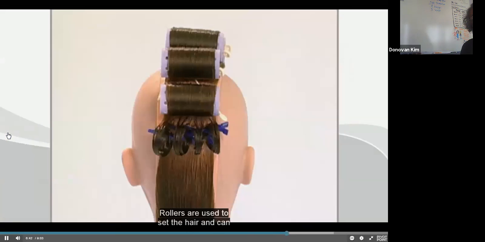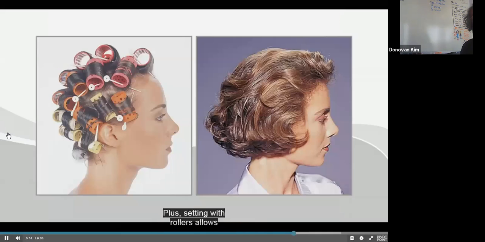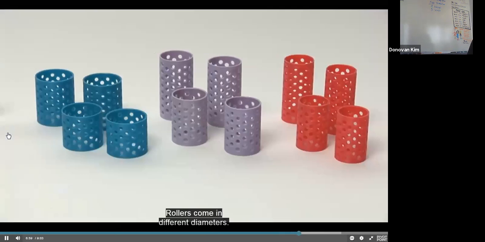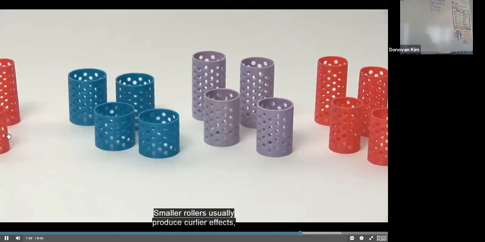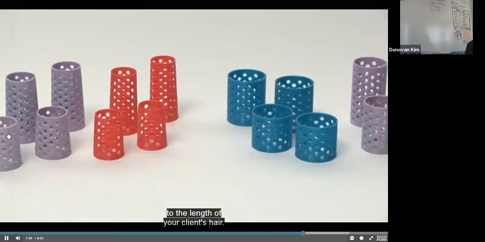Rollers are used to set the hair and can achieve many of the same effects that are achieved with pin curls. However, one roller sets the same amount of hair as 2 to 4 stand-up pin curls. Plus, setting with rollers allows you to set hair with tension for a firmer, longer-lasting set. Rollers come in different diameters. Smaller rollers usually produce curlier effects, but the exact results will vary according to the length of your client's hair.